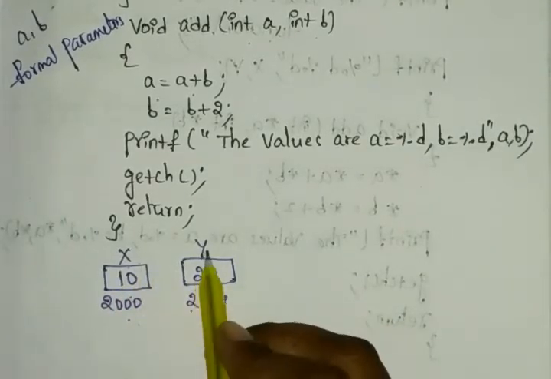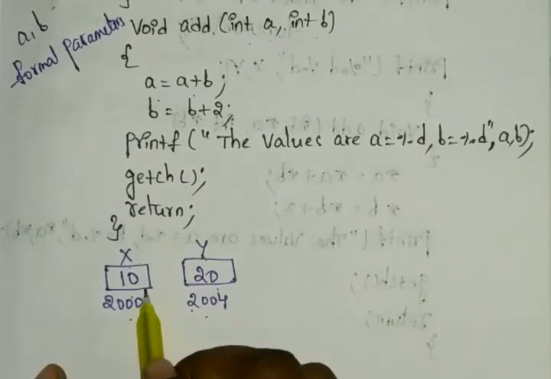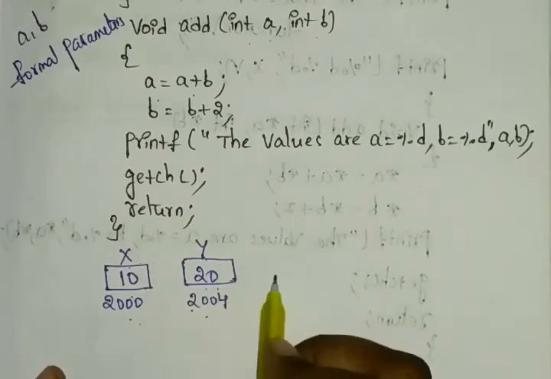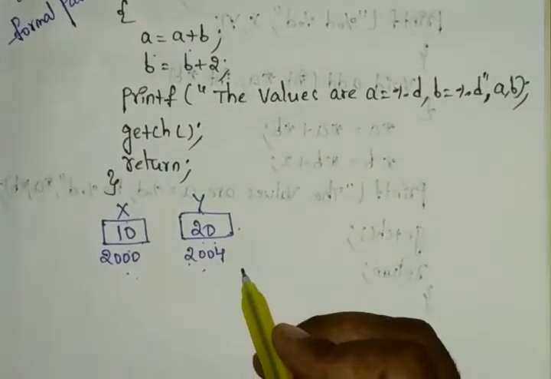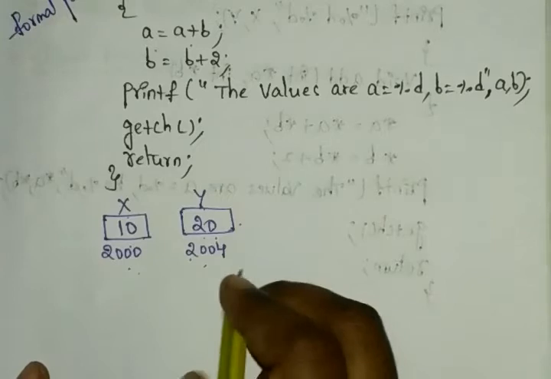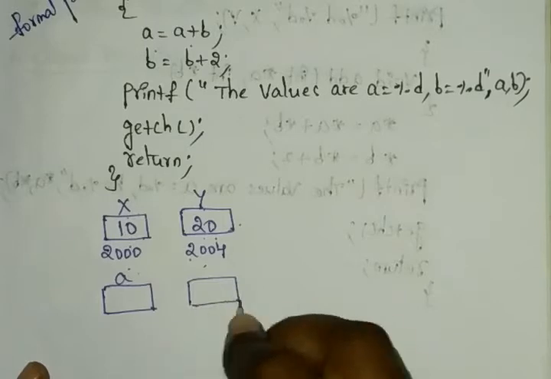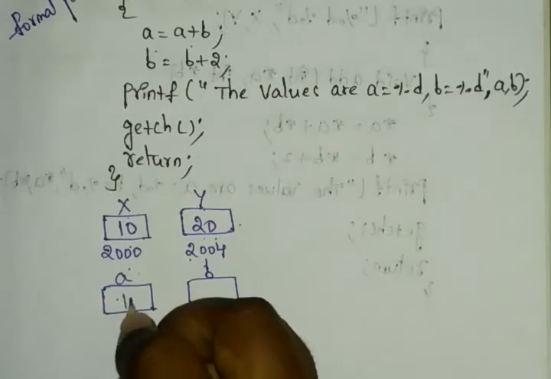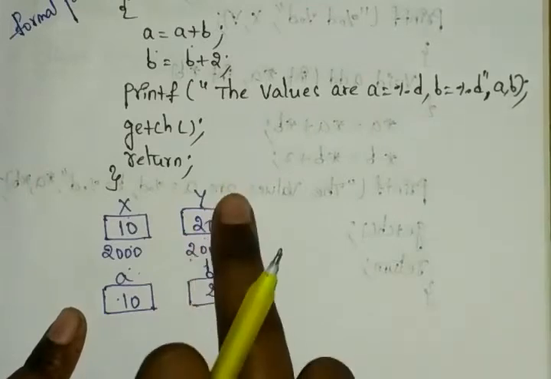These two are our actual parameters. At present x has 10 and y has 20. These are the values in our calling function, meaning the actual parameters. Once you copy them into the formal parameters, how are they converted? The formal parameters are a and b. Now we have the values 10 and 20. We are copying the x value to a, and the y value to b.